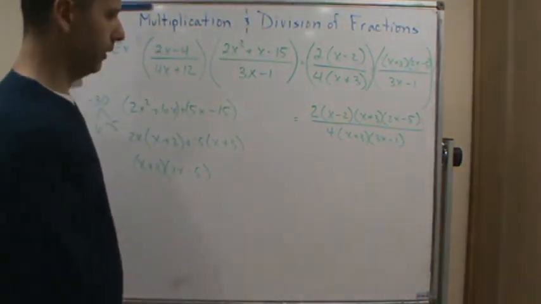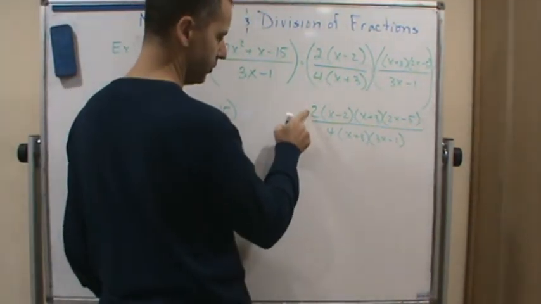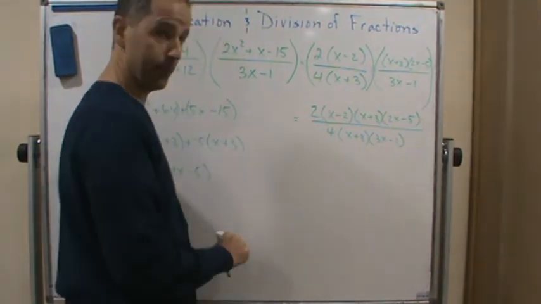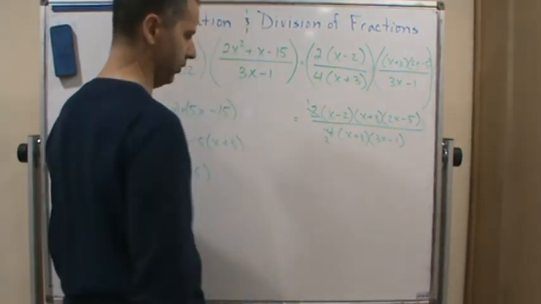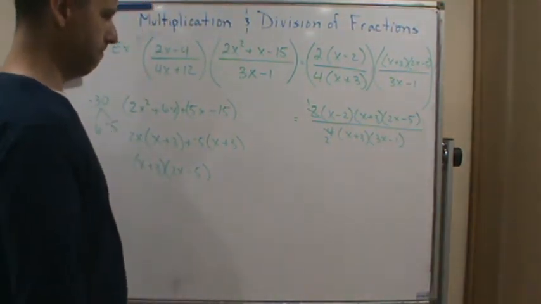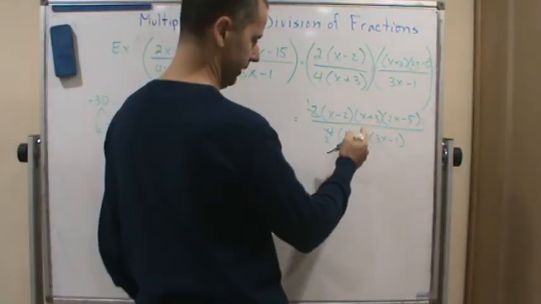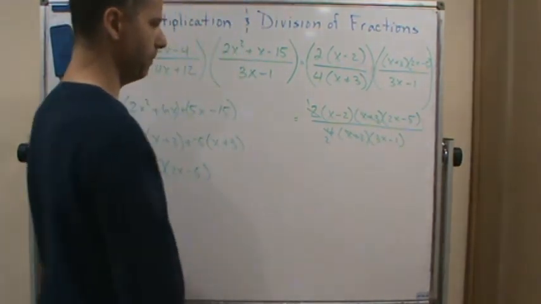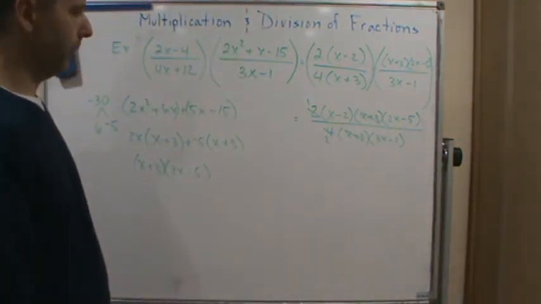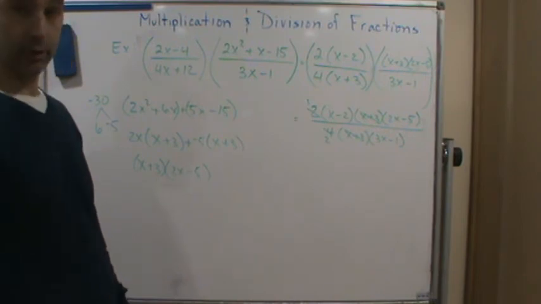So now, let's start with the coefficients here. So 2 and 4 have a common factor of 2. So this goes to 1 and this goes to 2. Here's a common factor, right? These factors are the same, so this divided by that is 1. Okay? And there's no other factors.